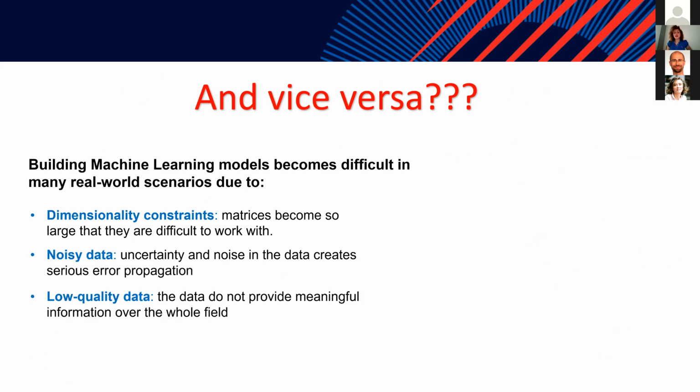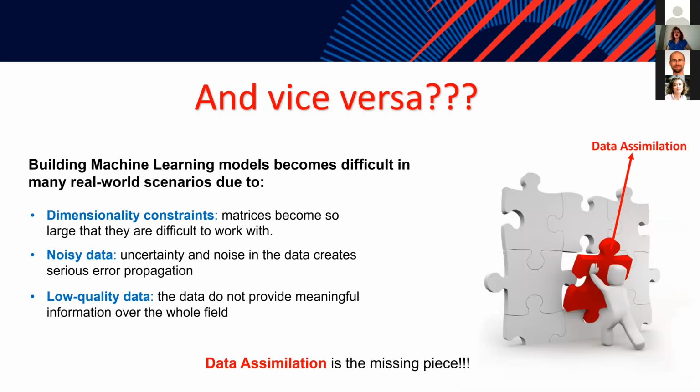The main problem with machine learning is that when you try to build a completely data-driven model, you have a lot of problems depending on the dimensionality constraints, so when matrices are too big, and noisy data, because when you build your model completely on data, it means that you also learn the error, the noise in the data. And sometimes we also have low quality data. So we can use data assimilation to merge together different sources of information and have better quality data. In any case, even with machine learning, we always say that data assimilation is the missing piece. So data assimilation can really be used to support the machine learning community in building more robust machine learning models.